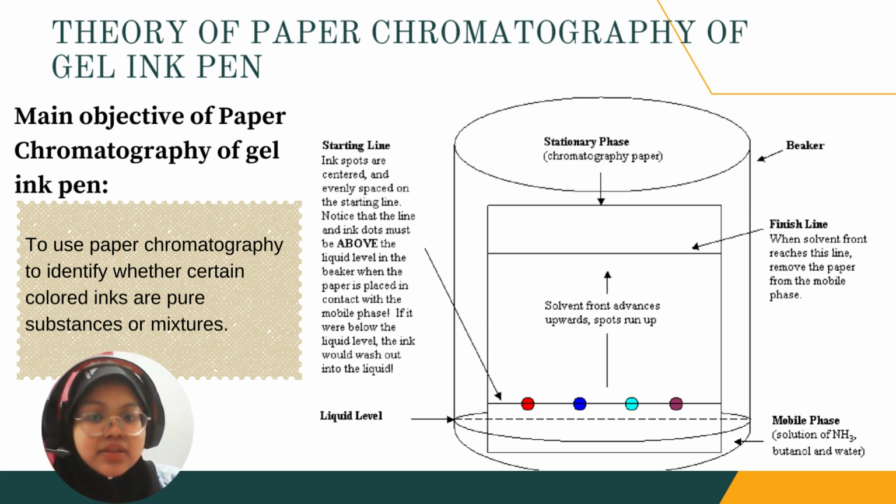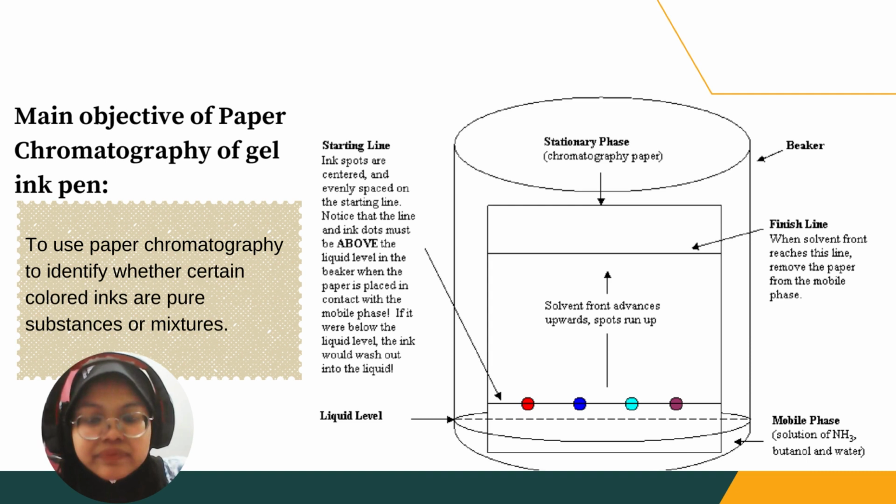So this is the theory for our experiment. It's actually simple: if you know the theory for paper chromatography, then it is similar to the theory of our experiment. The difference will just be in our ink spot. Some will use another mixture, but for our experiment, we use gel ink pen.